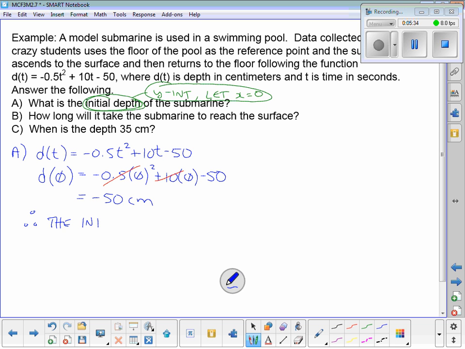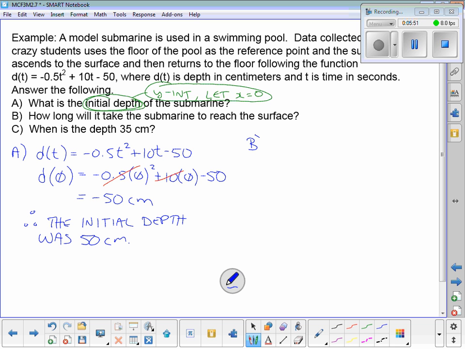So therefore, the initial depth was 50 centimeters. That negative just indicates that it is under the reference point. So it's below the surface, 50 centimeters below.